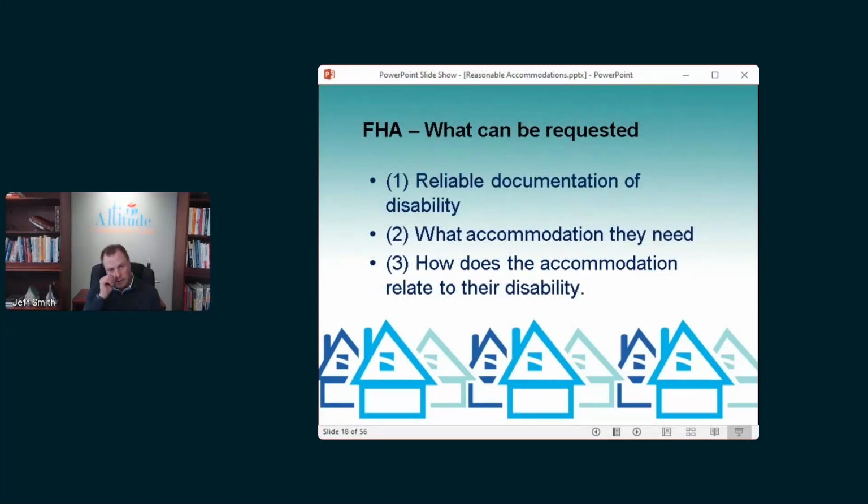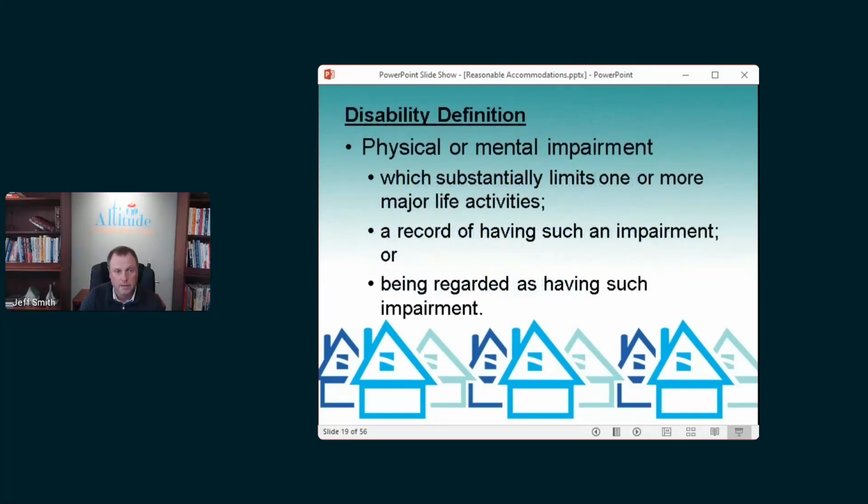All right, so under the FHA, what can be requested? Number one, reliable documentation of a disability. Number two, what accommodation they need. And number three, how does the accommodation relate to their disability? Those are the only questions we get to ask. You can only ask for documentation of a disability if the disability is not visible. So you can't ask for documentation from someone in a wheelchair or a blind person. Someone that has a visible disability and they're requesting an accommodation related to that disability, we're not going to be able to ask for verification of the disability because we can readily see it. It's readily apparent.